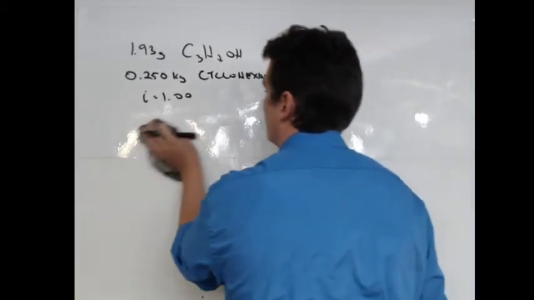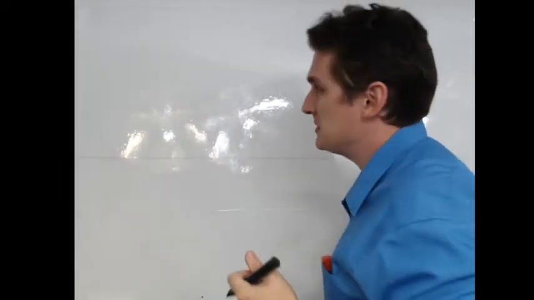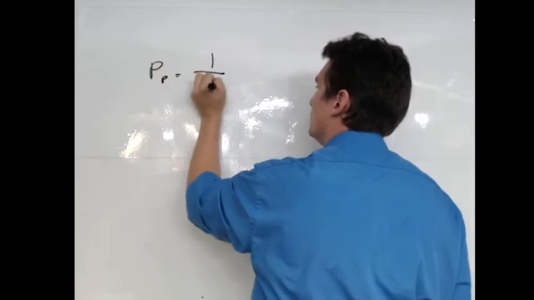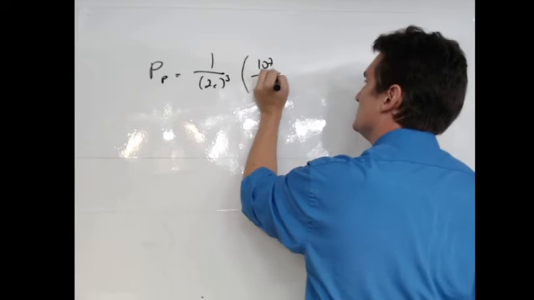So for any of these, let's say we take the formula for a primitive cell. The packing density is 1 over 2r cubed. We have a conversion factor.